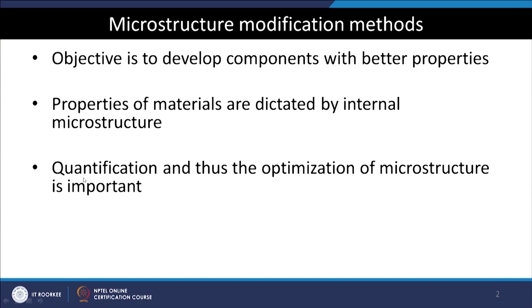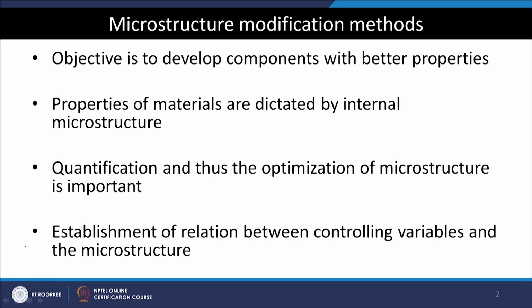I hope you all are aware about what a microstructure is. It is like when we look into a microscope and see the inner details of the material, how the constituents are present inside, that would dictate the properties of the material. So, what is important is that we need to know the way to quantify and then optimize the microstructural features which are present in the material.